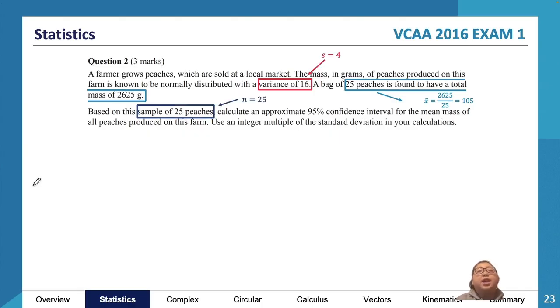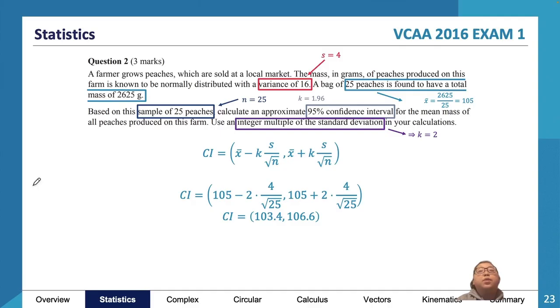Next, n equals 25 because of the 25 peaches, and your confidence level will be 95%, and therefore you'd use k equals 1.96, but you'll be using k equals 2 because they've asked you to use the integer multiple. Great. So then all we have to do is collect that all in the formula. The confidence interval is our sample mean minus our k value times the standard deviation, to our mean plus our k value times the standard deviation of our sample.